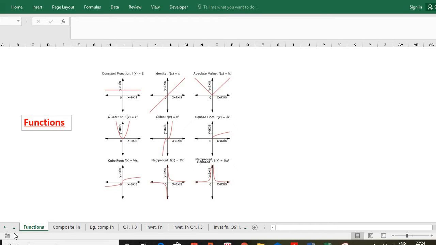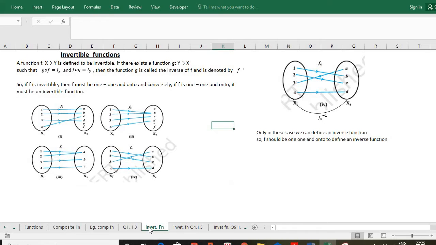I would like to start this video to explain about invertible function. So, invertible function, as we discussed composite of a function in the last video. When a function f is defined from X to Y, if there exists some function g from Y to X such that gof is equal to Ix and fog is equal to Iy, then g is called the inverse of f and denoted by f inverse.